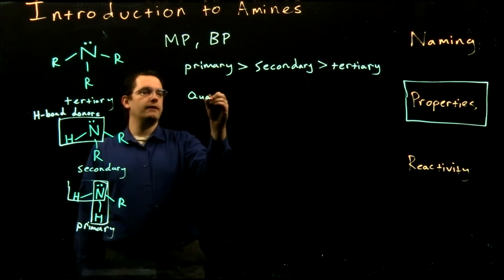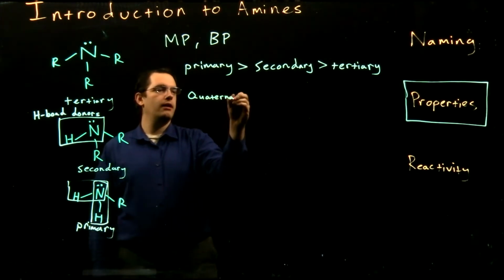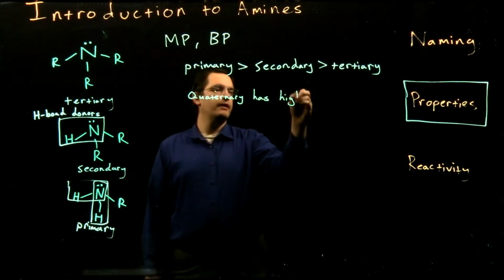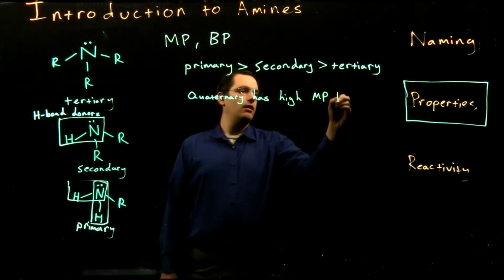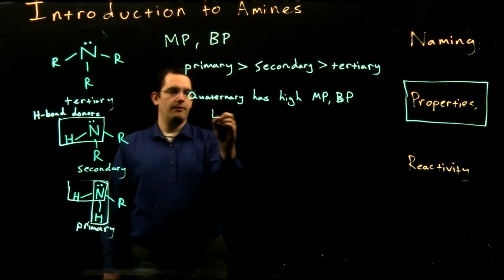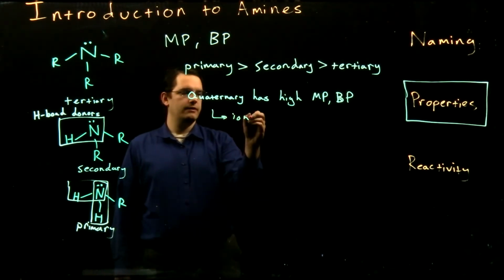So again, we can add to this. Quaternary has high melting points and boiling points due to its ionic interactions.